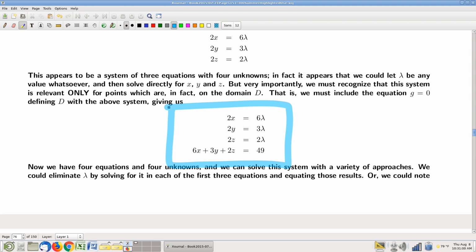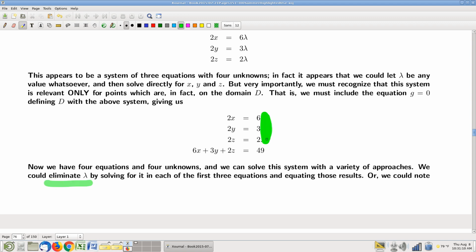So whatever that's worth. So how do you do it? What's the process? My favorite way is to do what we call eliminating one of the variables. So we're going to eliminate lambda. The way you eliminate a variable is you solve for it and then equate the results. I'm going to solve for lambda in all three of these equations. Not hard to do. Solve for lambda.